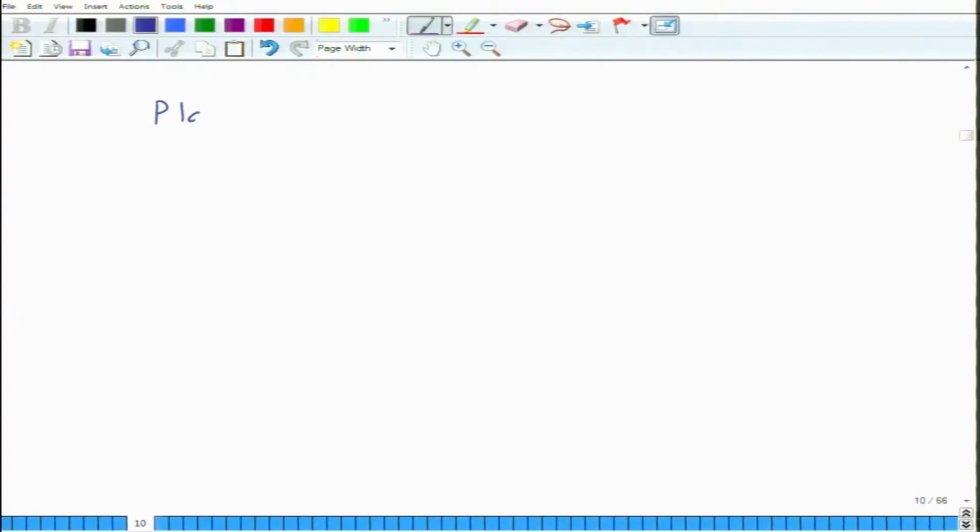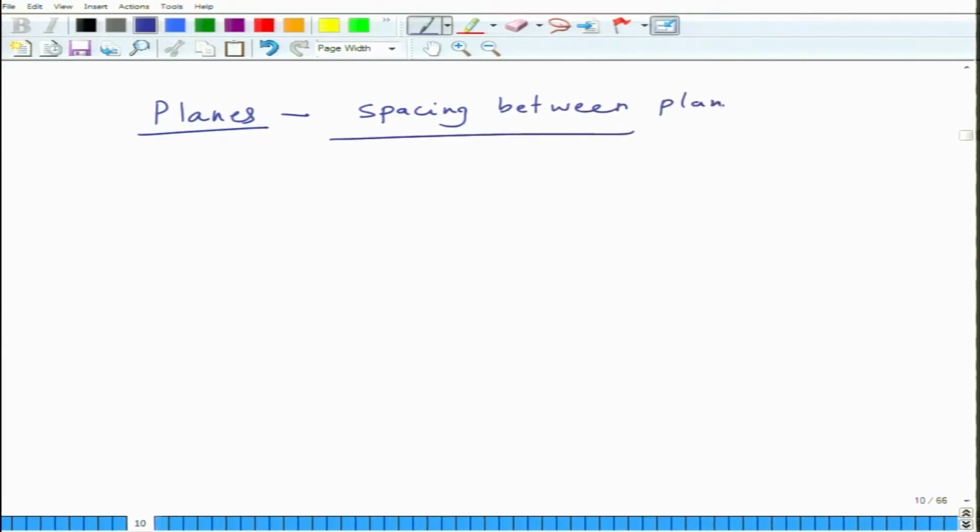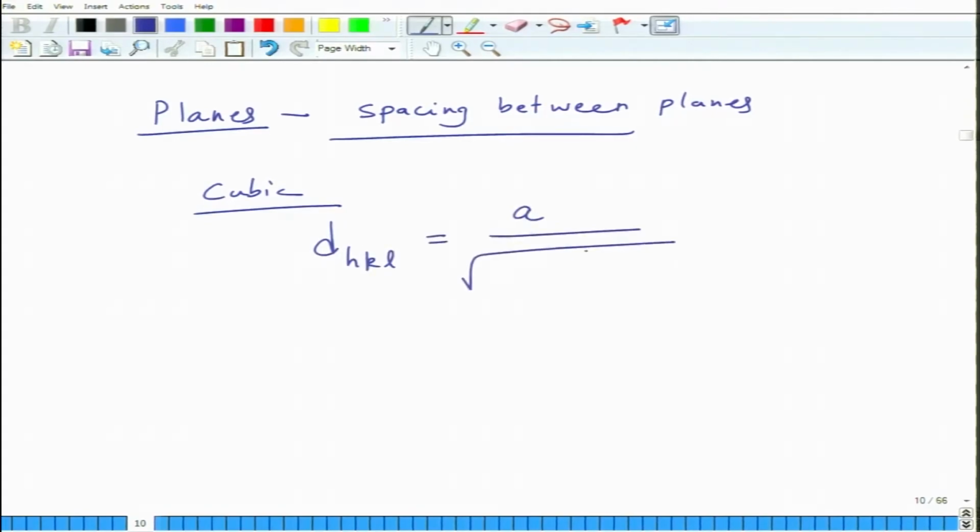Another thing which you need to know about the planes is the spacing between the planes. For a cubic system, the spacing between the planes, d_hkl, is given as a divided by the square root of h square plus k square plus l square, where a is the lattice parameter and h, k, l are the Miller indices.